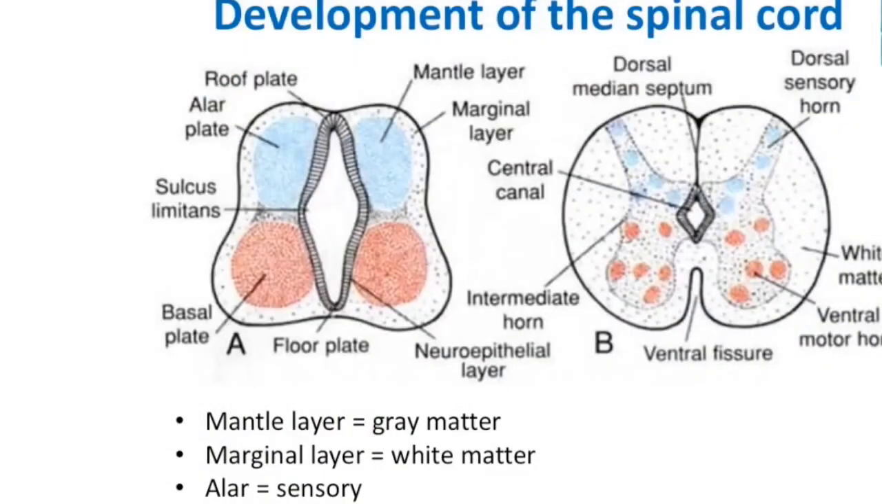Now, the development of the spinal cord. I just need you to know 4 terminologies here. Basically, we first started off with the neural tube. We mentioned the neural tube, how does it give the brain? Now, how does the neural tube give us the spinal cord?